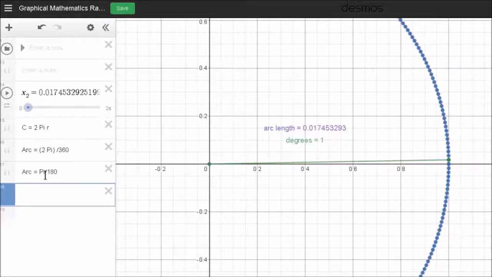So in order to change from angle to length, what we do is we multiply by pi, divide by 180. So this is a way of equating angle and length. We multiply by pi and we divide by 180.